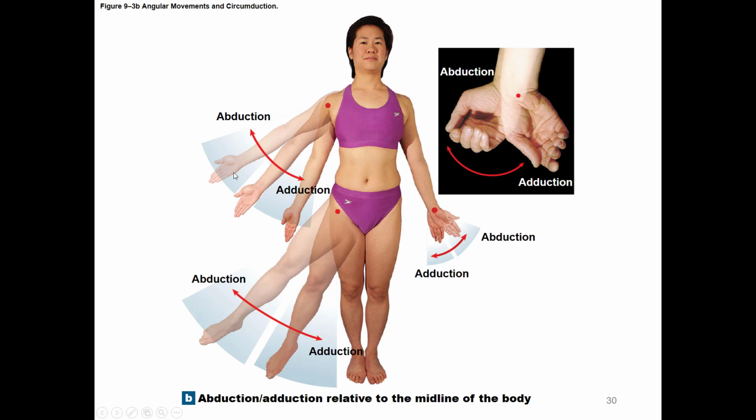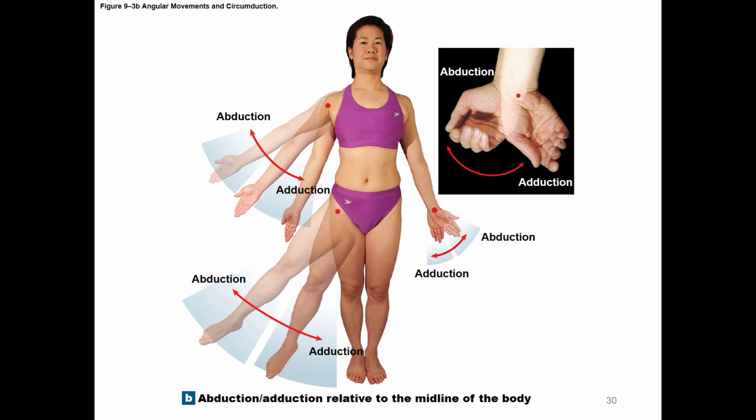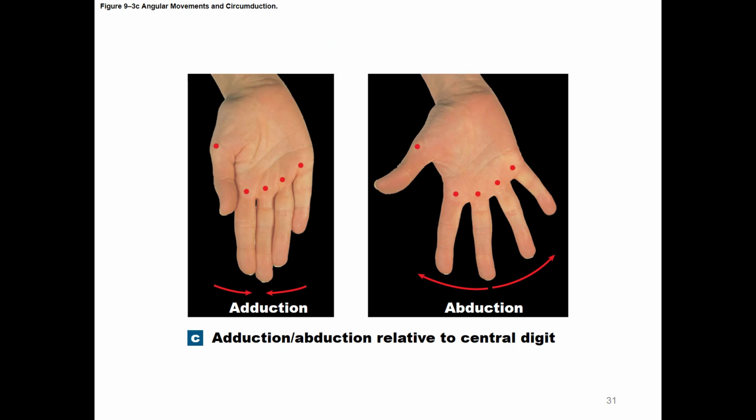Now, if we bring that hand back to anatomical position, that's adduction. Add, I like to think of it as adding the arm back to home, bringing it back. Adduction, movement toward the midline or longitudinal axis. So here's the hand. Abduction, all the fingers have spread out. Adduction, bringing them all back together.